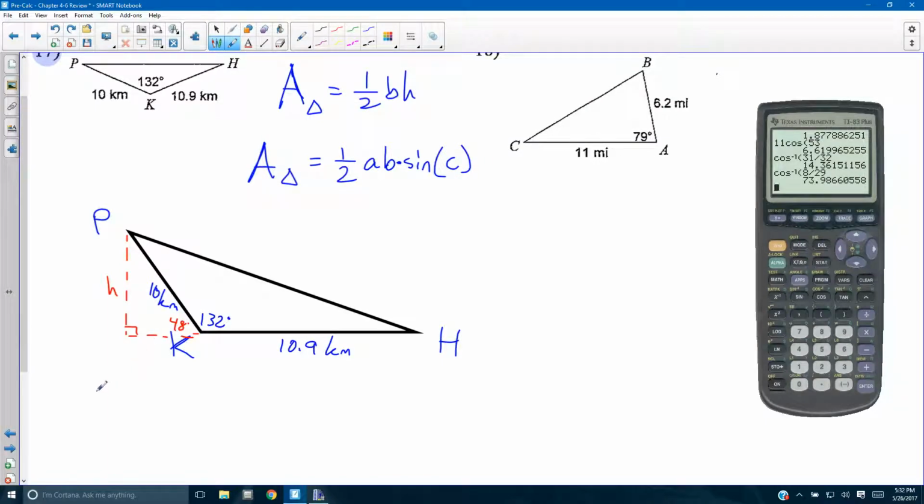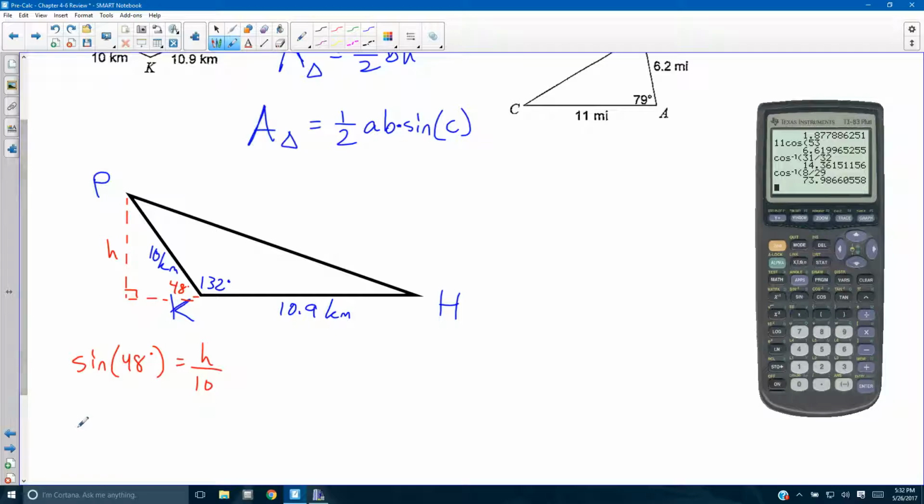Well, I can take the sine of 48 now. I can take sine of 48, and that will be h, opposite, over 10, the hypotenuse. See, 10 is the hypotenuse of the right triangle here. Multiply both sides by 10, and we get h equals 10 times the sine of 48 degrees.